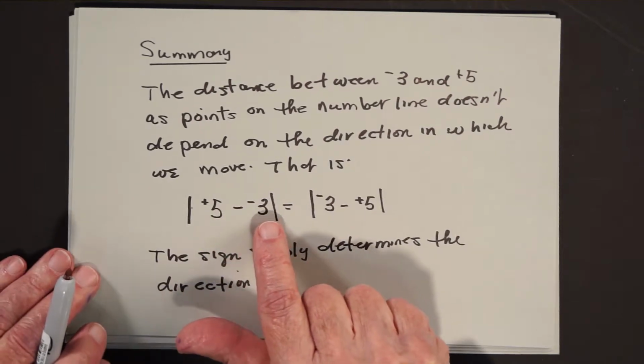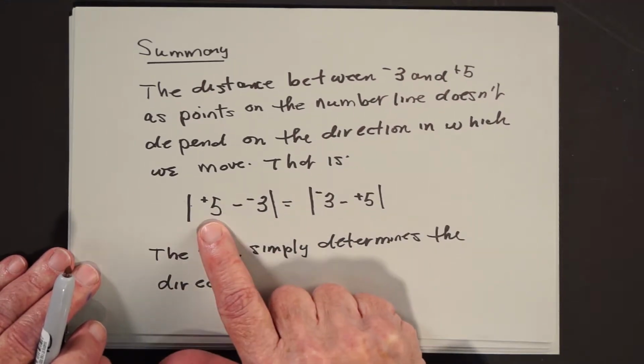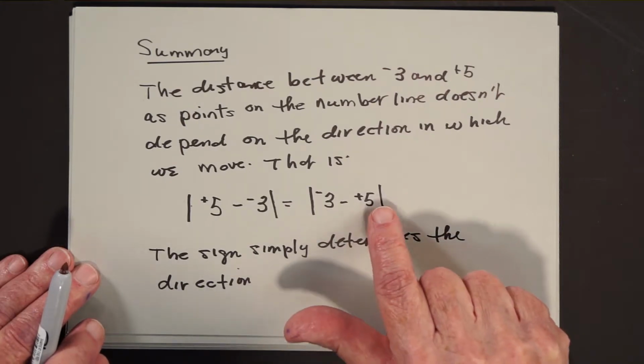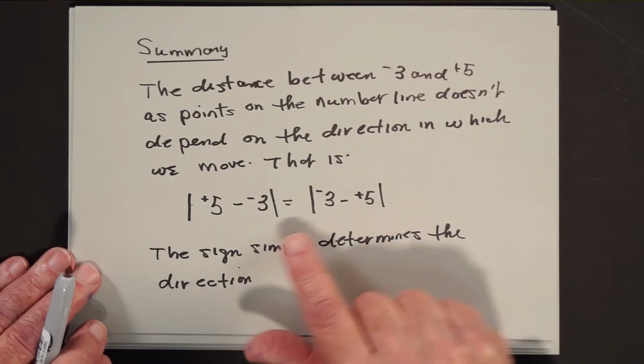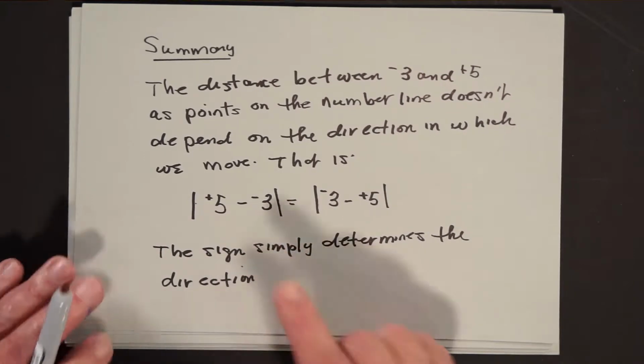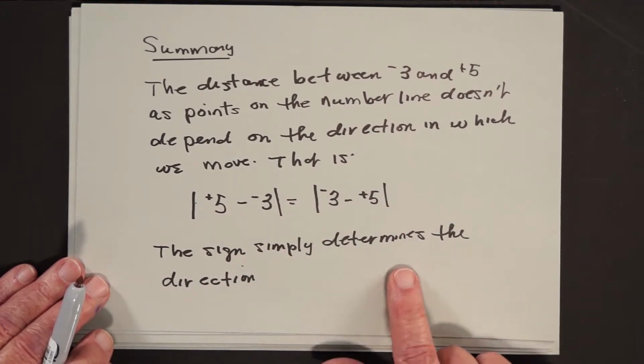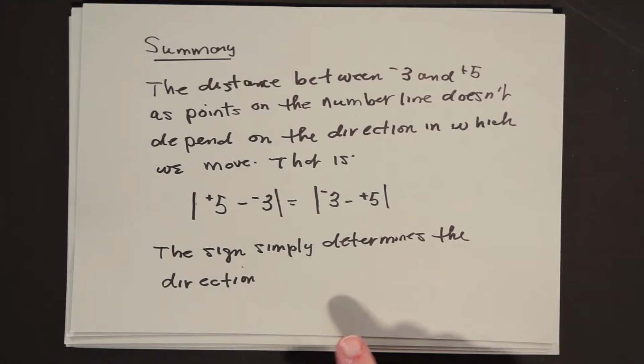That is, whether we start at -3 and go to 5, it's exactly the same distance as if we started at +5 and went to -3. In other words, the absolute values, the adjective part, is the same. The sign simply determines the direction. So let me show you.